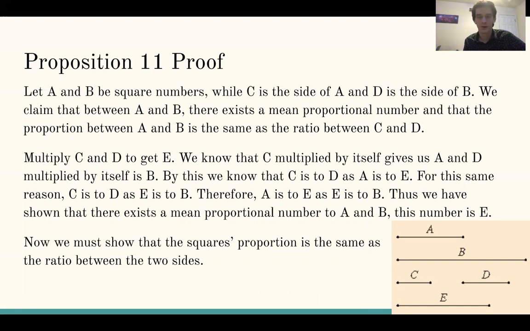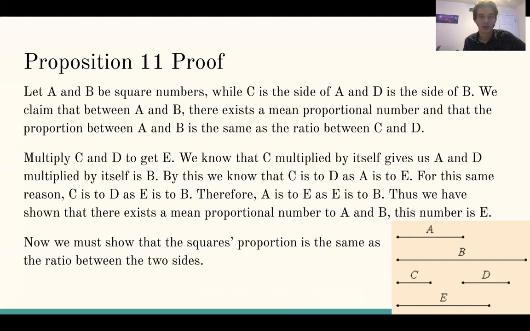Exact same reason. If you look at the two proportions side by side, C is to D as A is to E, and then C is to D as E is to B. If you look at this, it makes sense if you don't already understand it. And so by those two proportions, we could see that A is to E as E is to B. And if you notice, that's actually exactly the first part of the proof, right? Because we've shown that that proportion is identical. We've shown that there exists a mean proportional number to A and B, which is really cool. And the number is going to be E. It's actually your two sides multiplied together.